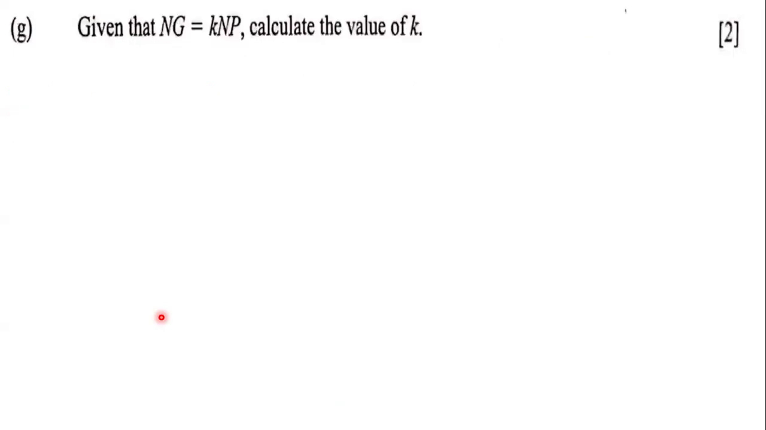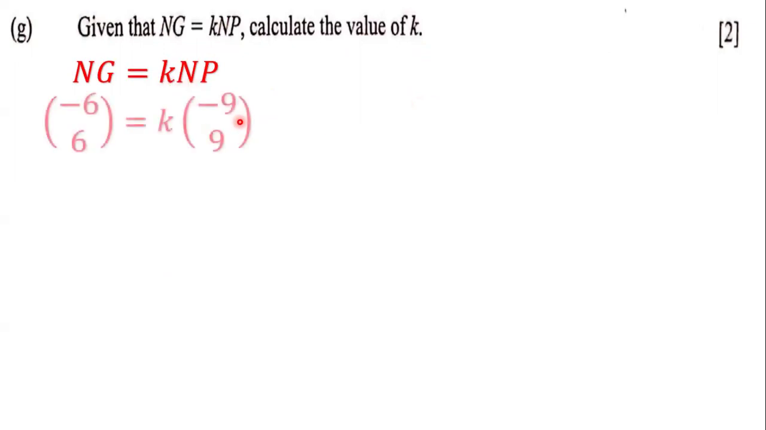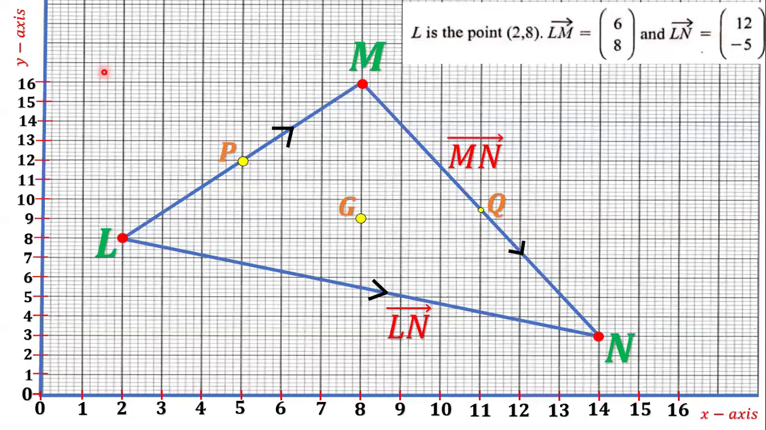Okay, next it says, given that NG is equal to k times NP, calculate the value of k. So NG is equal to k times NP. And so what is NG? I have NG as (-6, 6), and I have NP is equal to (-9, 9). But let's verify that using the graph. Let's go on our graph. We're trying to figure out NG.